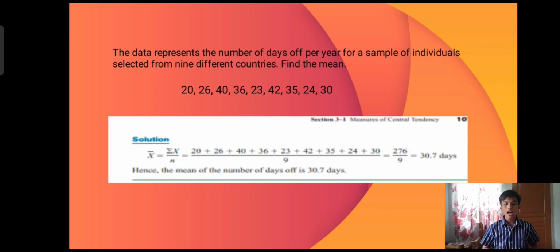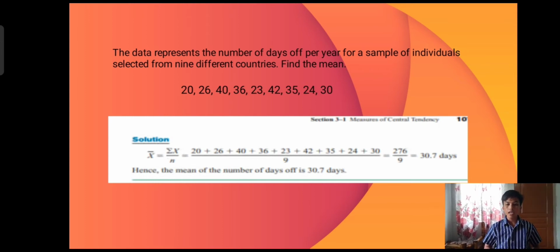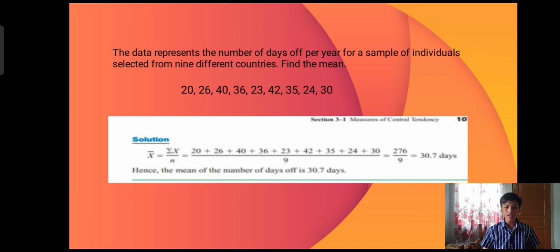So, add 20 plus 26 plus 40 plus 36 plus 23 plus 42 plus 35 plus 24 plus 30, which equals 276, divided by 9. So, the answer is 30.7 days. Hence, the mean of the number of days is 30.7 days.